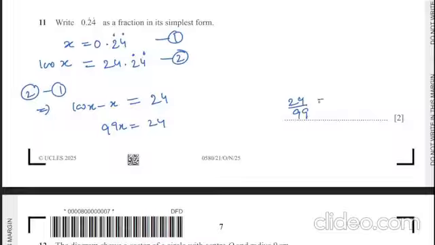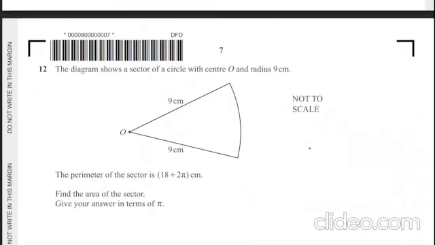We can solve it further. We can cancel it with the table of 3. 3 8s are 24. 3 3s are 9. 3 3s are 9, and that's it. We can't cancel it further, so that will be the answer, 8 upon 33.